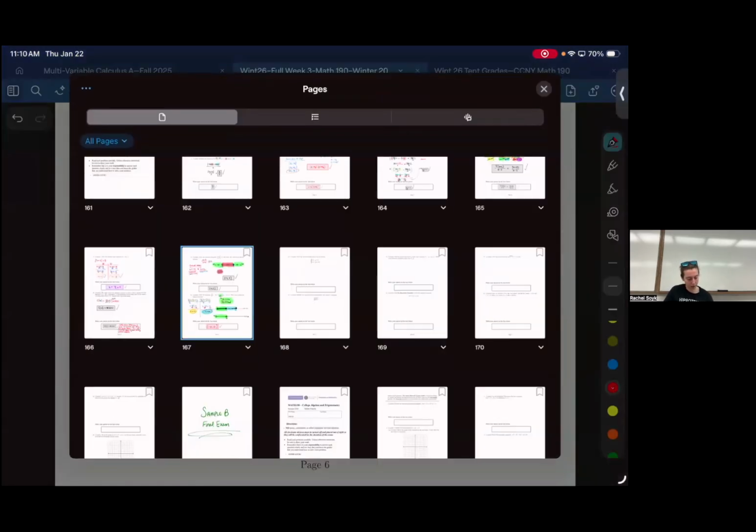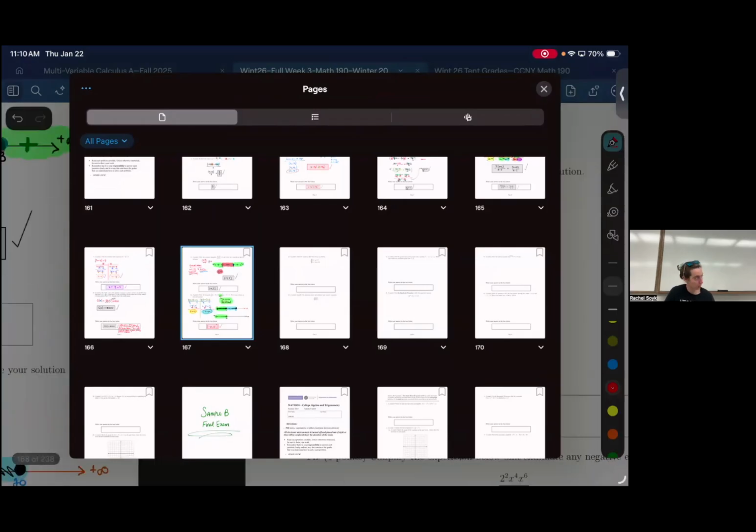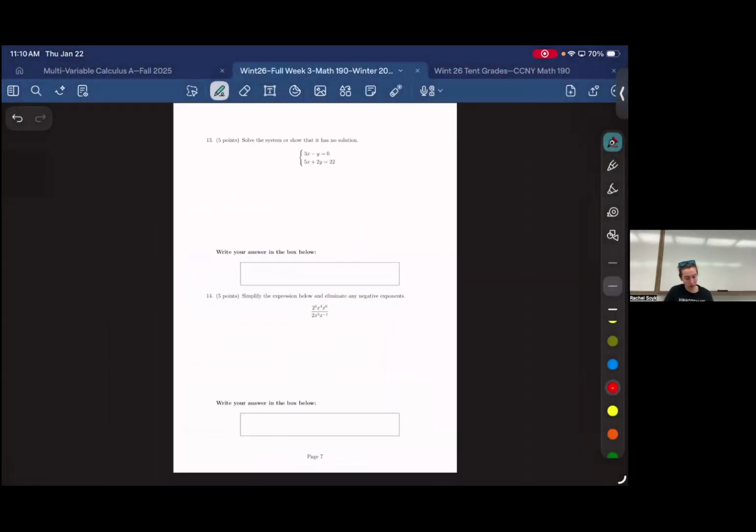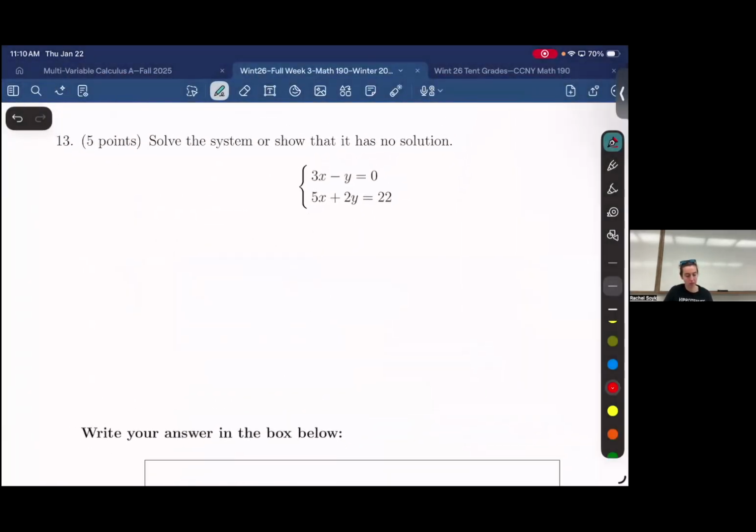Okay, let's move on to our page 7, question 13. Solving systems of equations. And we want to solve it or show that it has no solution. So in this particular example, I know in the sample final yesterday, we chose to use elimination. I'm going to use substitution here.